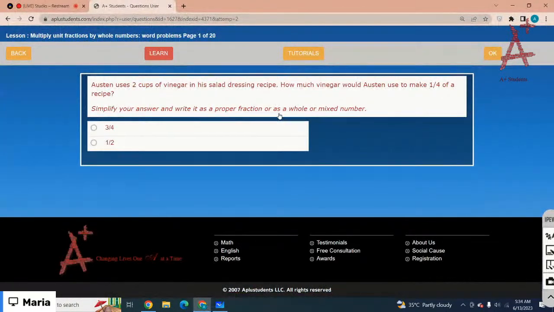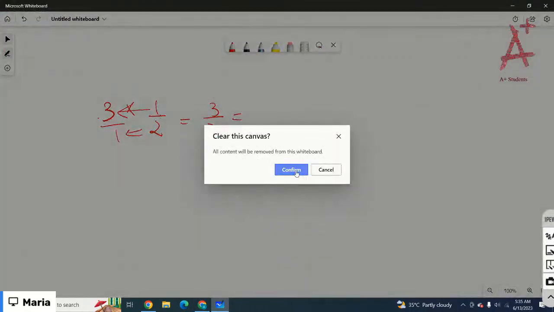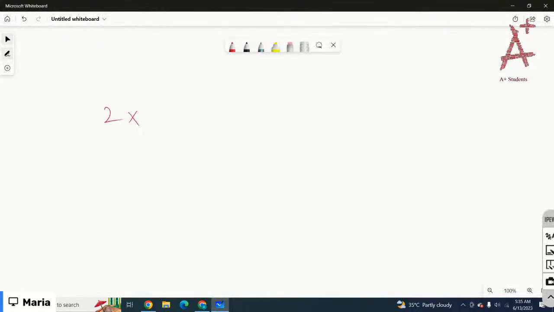Okay. Austin uses 2 cups of vinegar in his salad dressing recipe. How much vinegar would Austin use to make 1/4 of a recipe? So he used 2 cups of vinegar in the dressing. If he is using 1/4 of a recipe, everything would be 1/4. Got it? You have to do then 2 times 1/4.